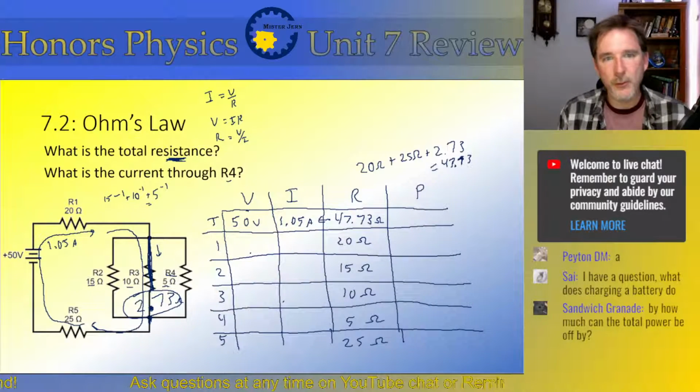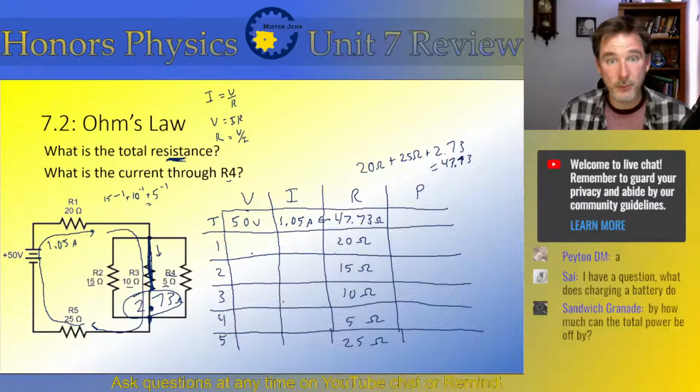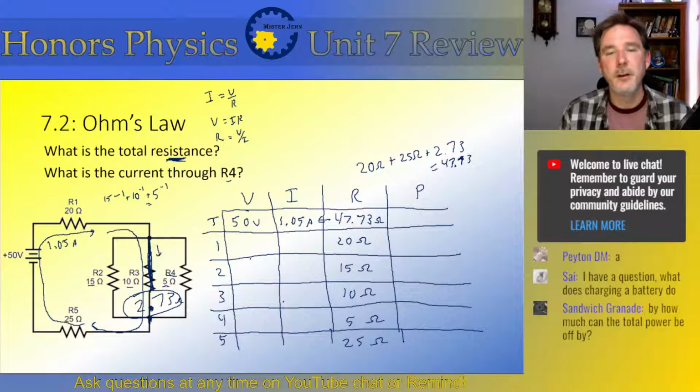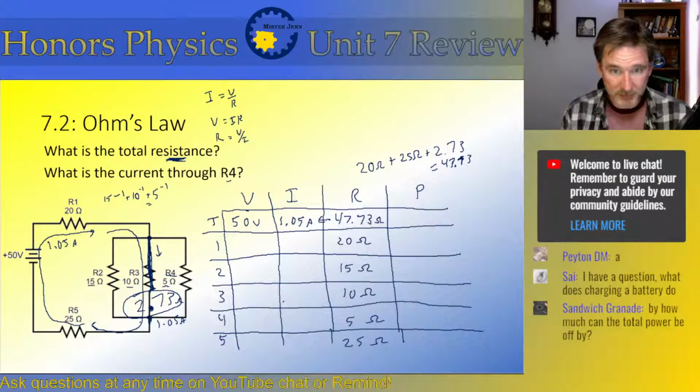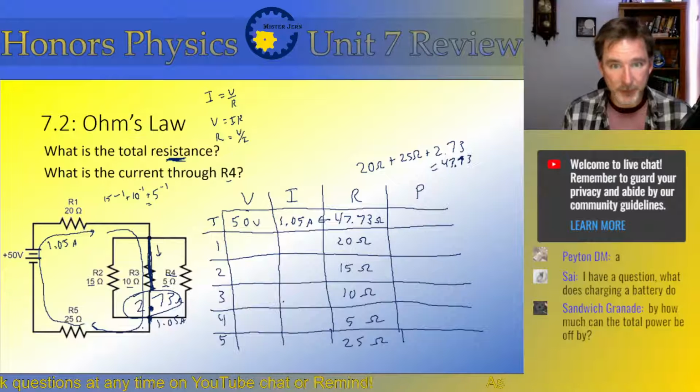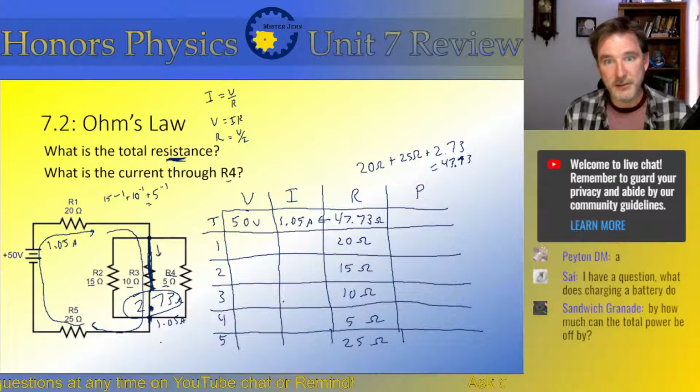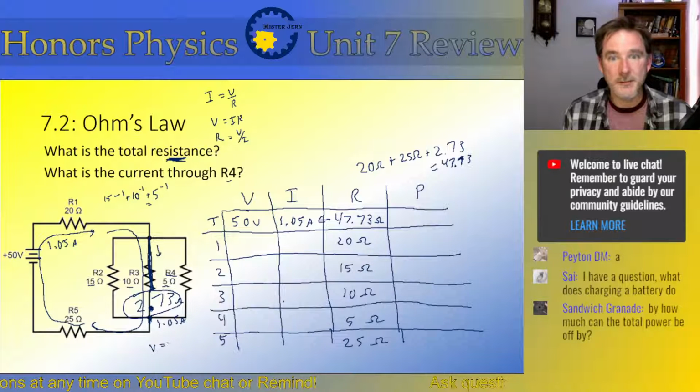Coming out of the battery, going through R1, going through R5, and going through total R2, 3, and 4. So I know that the current here is 1.05 amps. I know the resistance is 2.73 ohms. When I have resistance and I have current, I can figure out voltage. Voltage is I times R. So I could take 1.05 amps times 2.73.